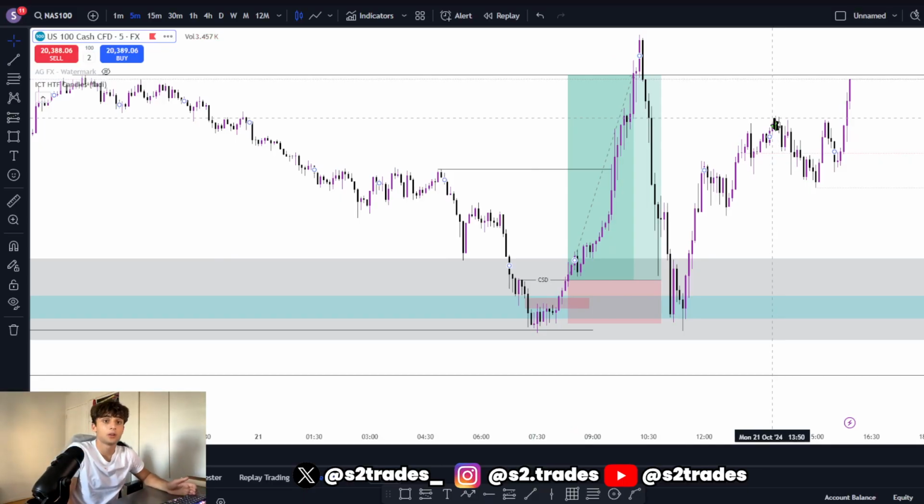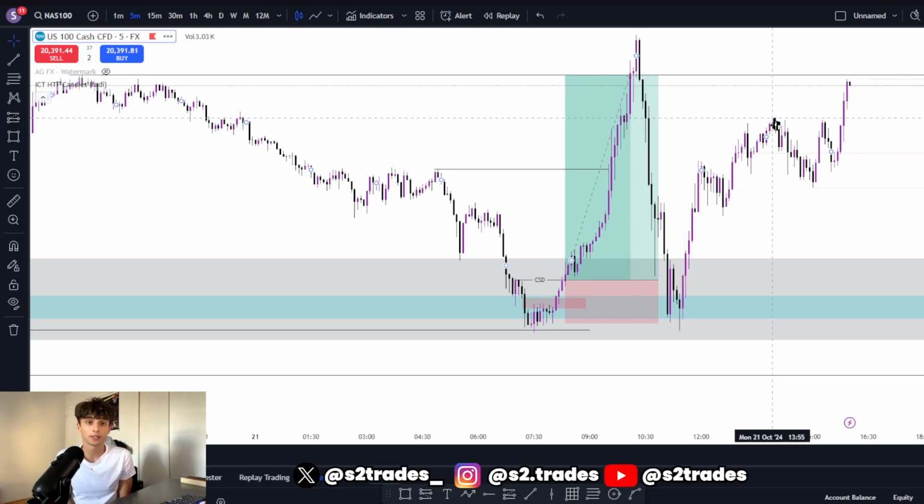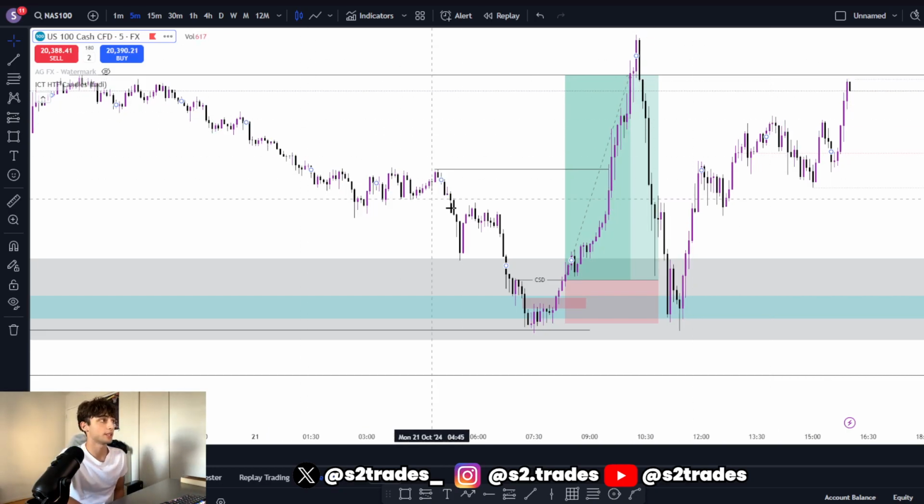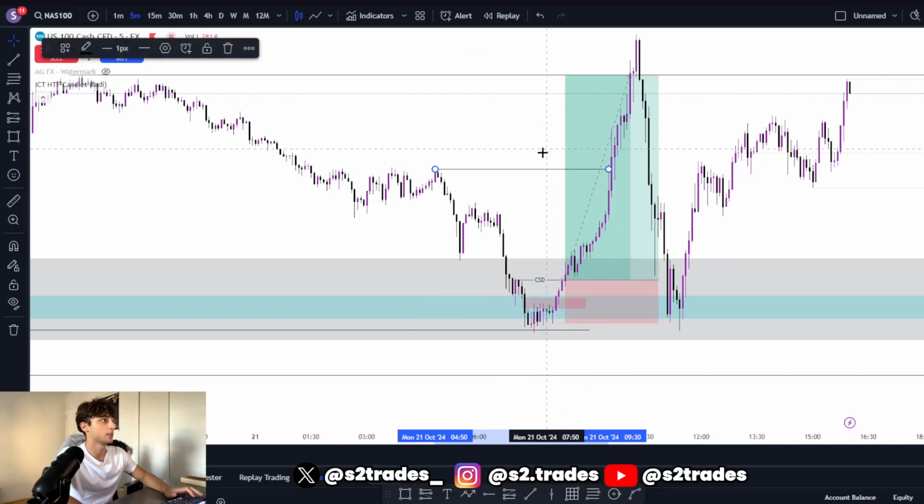But in the future, maybe that was a little too high, right? So something you guys have to know how to do is set partial profits. So I set a TP1 right here.